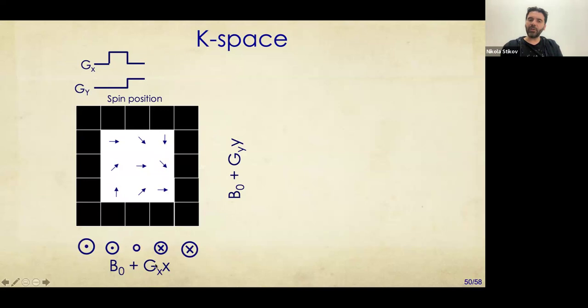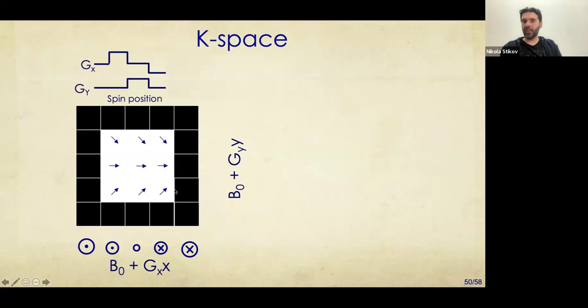Next, let me turn on the X gradient, but with the exact opposite polarity. Now I will make these here spin clockwise, these stay stationary, and these spin counterclockwise. There you go. And now I have gotten a variability in the Y direction. These here are in the same phase, these here are in the same phase, and these here are in the same phase.